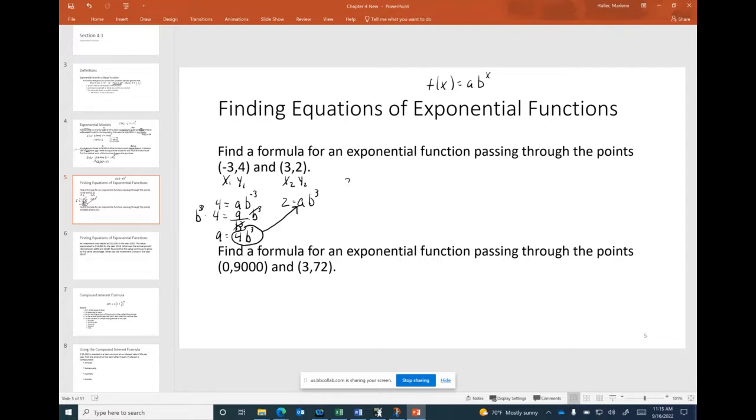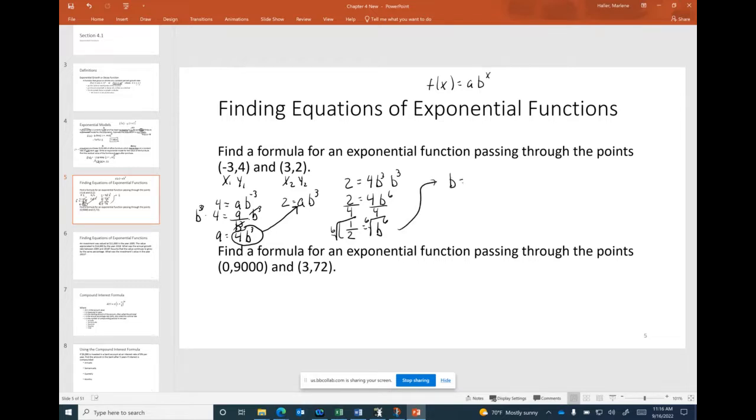So 2 then is going to equal, instead of a, 4b to the 3rd power, times another b to the 3rd power. I can simplify that. 2 equals 4b to the 3 plus 3, or 6th power. Solving for b, let's divide both sides by 4. So then b to the 6th power is going to be 1/2. And then to continue solving, I just want to take the 6th root of both sides, because that'll undo that 6th power.